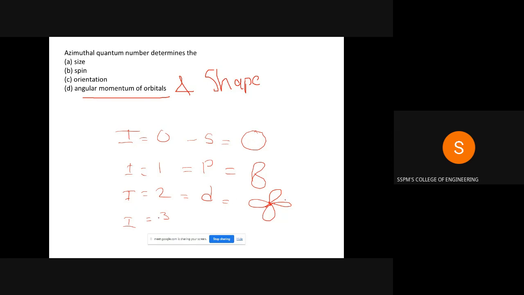And the f orbital, s p d f. The f orbital is 1 of 7. So the orbital shape is spherical for the s orbital, dumbbell shape for the p orbital, four lobes for the d orbitals, and so on for the f orbital. So this is the azimuthal quantum number.